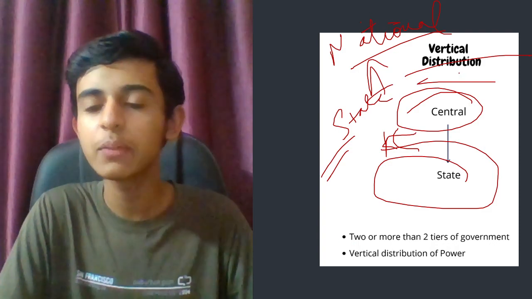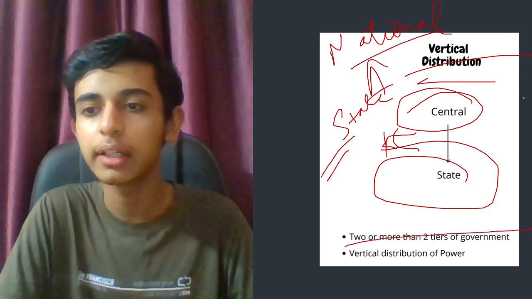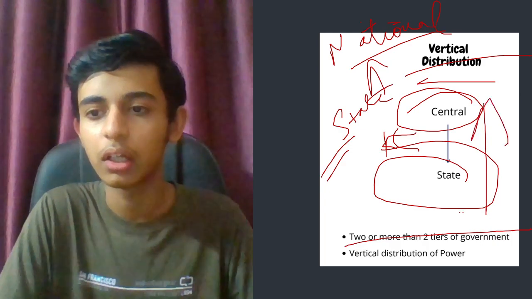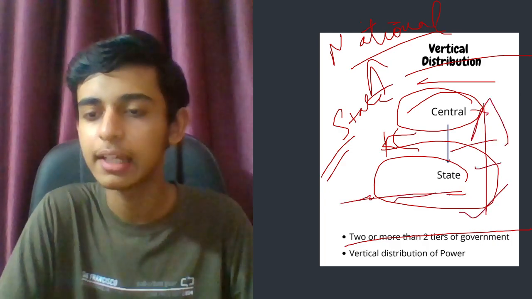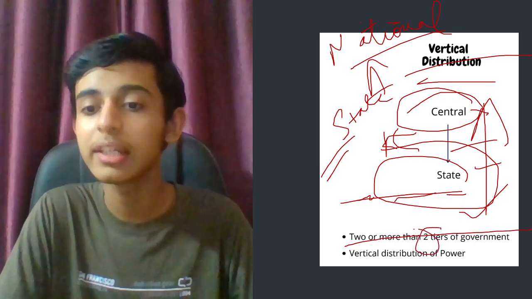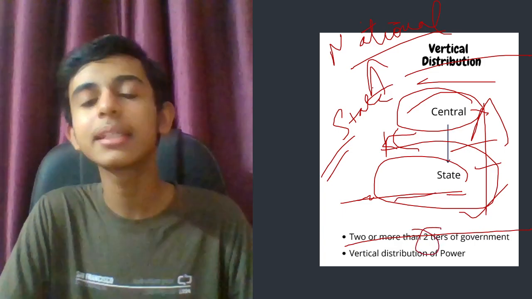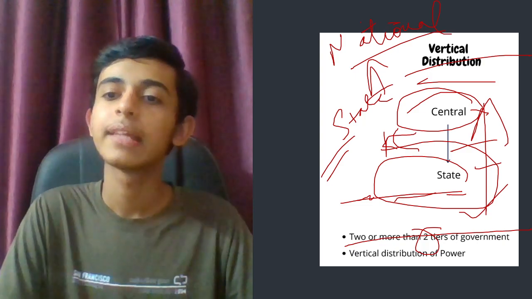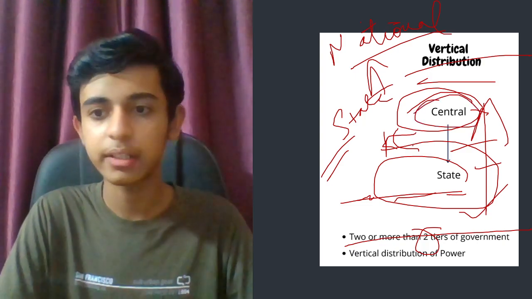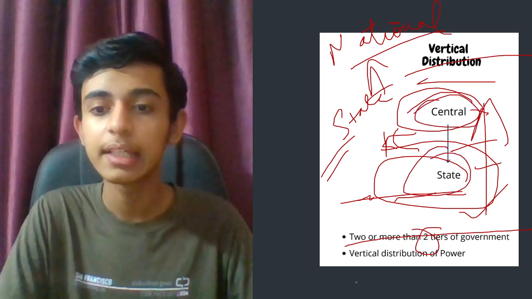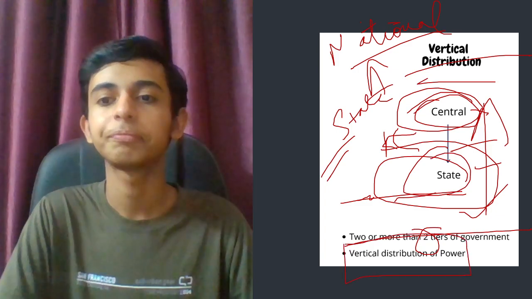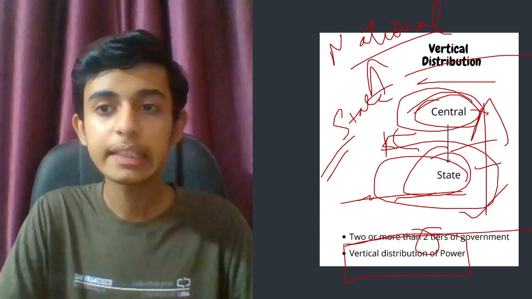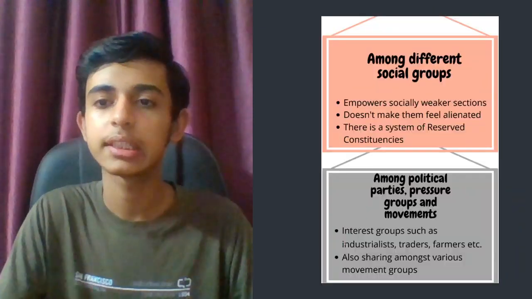In vertical we have 2 or more, here you can have 2 or more. In horizontal, all are at the same level. Here we have 2 or more tiers or levels of government. In federalism, I'll teach you in detail, do not worry. Central government has different parts, state government has different parts. So this is known as a vertical distribution of power. If this is clear, then give me a thumbs up in the chat.